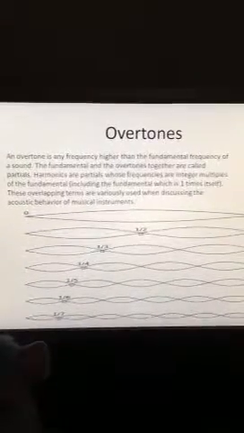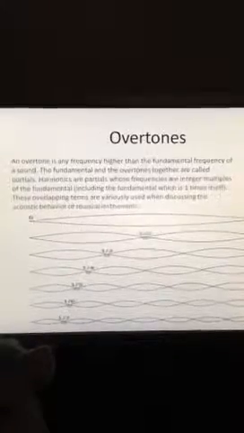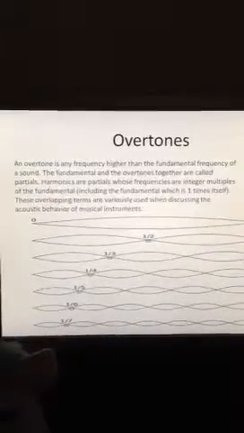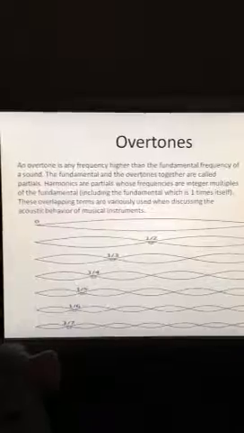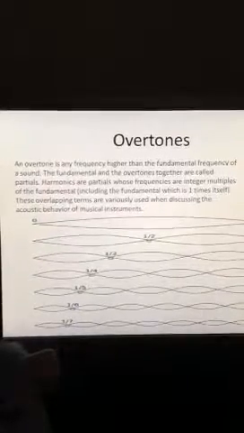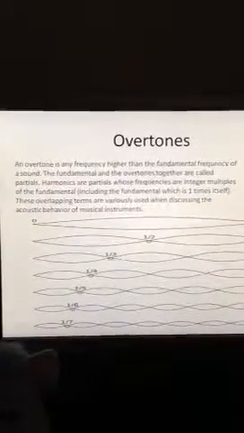An overtone is any frequency higher than the fundamental frequency of a sound. The fundamental and the overtones together are called partials. Harmonics are partials whose frequencies are integer multiples, so harmonics are partials.